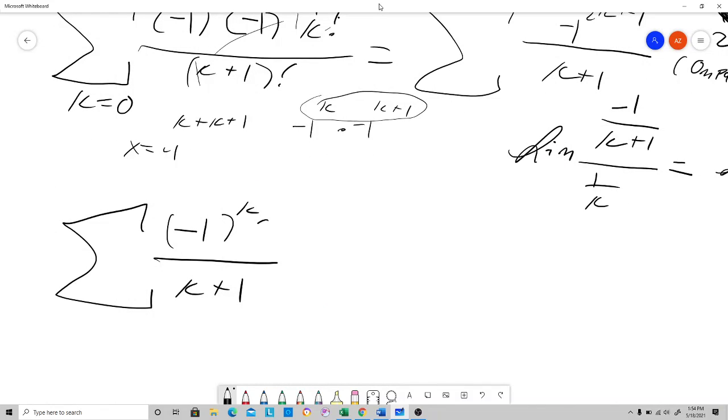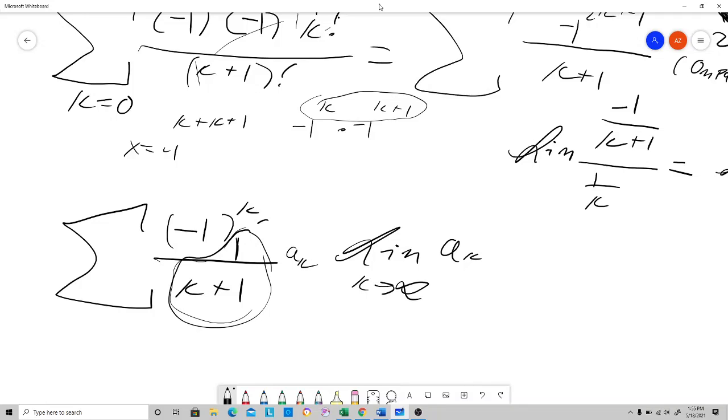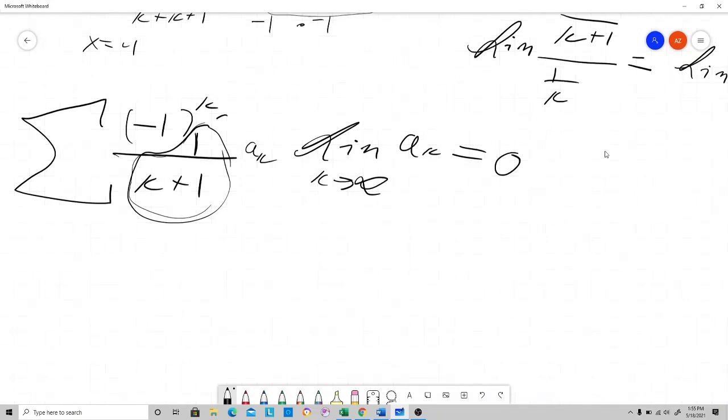So if we take the limit, I call this, there's technically a 1 right here, I call it the a sub k. If I take the limit of a sub k, which is just this right here, as k approaches infinity, we see that this is actually going to approach 0. And now, this is holding up to converge for now.